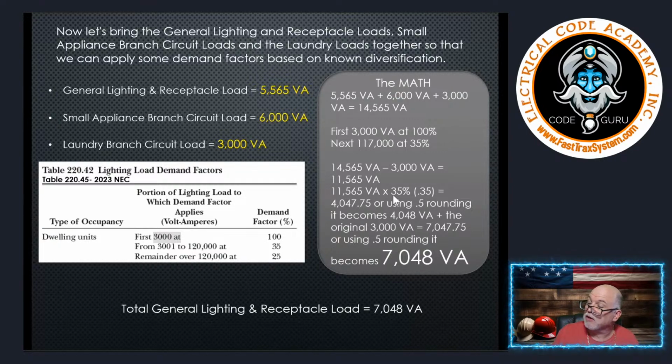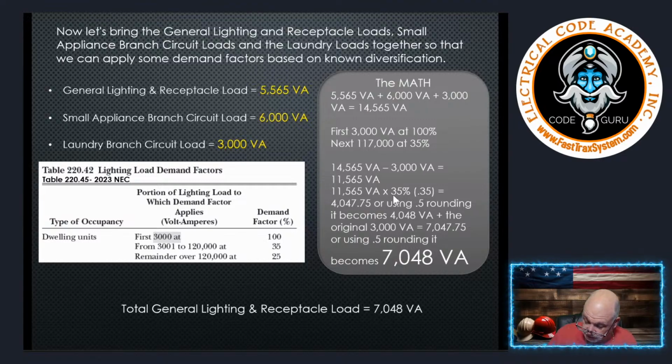We get 4,047.75, which I'm going to round. Remember, the rules in 220.5 allow me to round up 0.5 or greater when we're dealing with it. So I'm going to go ahead and round it up. Now, if you want to keep the full amount and carry it on until the end, that's up to you. It's not going to change anything, okay? But we're going to round this up to 4,048, okay?